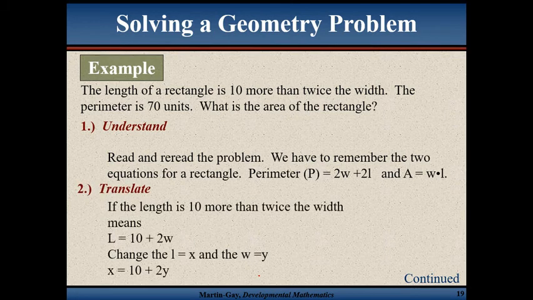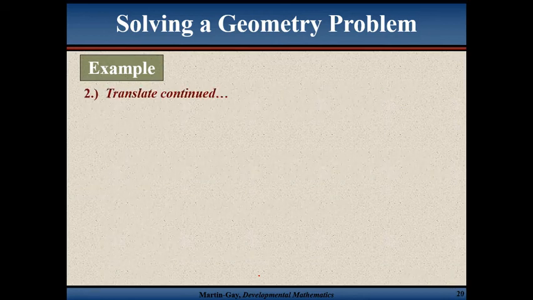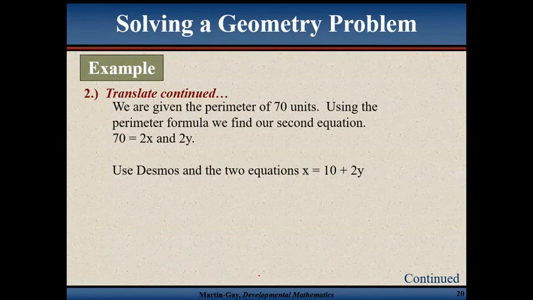Okay? So the first sentence said that the length is 10 more than twice the width, so we have length is equal to 10 plus 2 times the width. Let's change the L to X and the W to Y. So X is equal to 10 plus 2Y. We're given that the perimeter is 70 units. Using the perimeter formula, we can find our second equation: 70 is equal to 2x plus 2y.